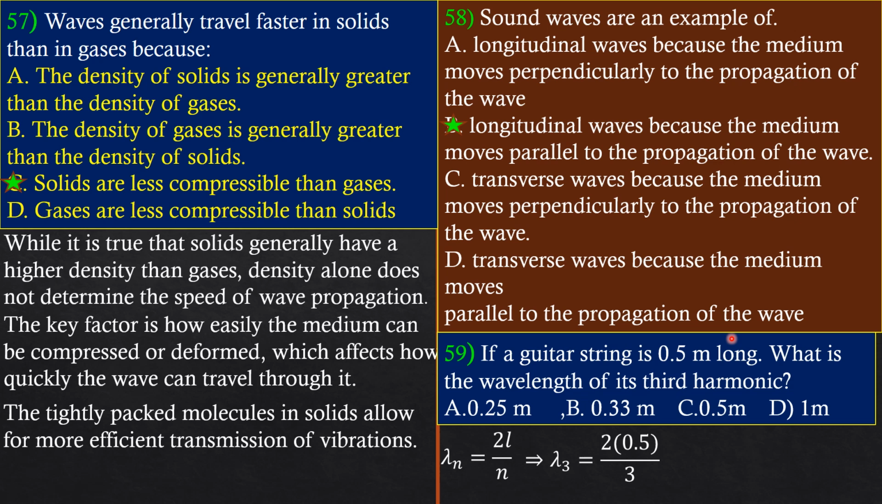Its third harmonic means that our n becomes 3. Since our length L is given as 0.5, we are going to have 2 times 0.5 over 3, since we are talking about the third harmonic. Simplifying this gives our answer to be 0.33 meters. So option B is the best option. Let's go to question 60, guys. Let's go.